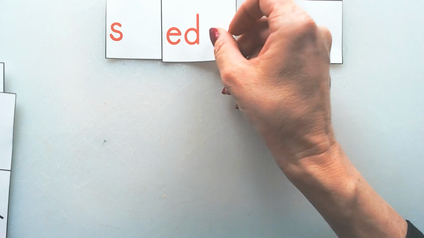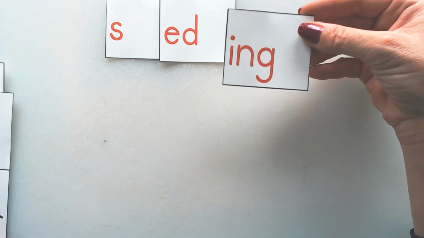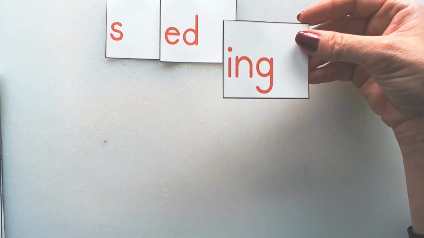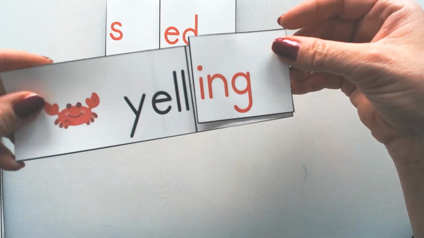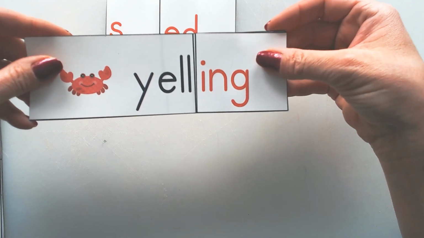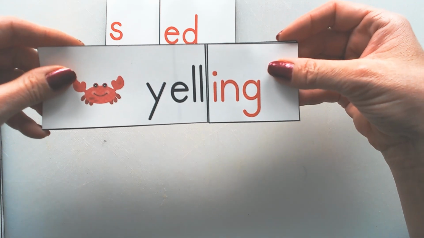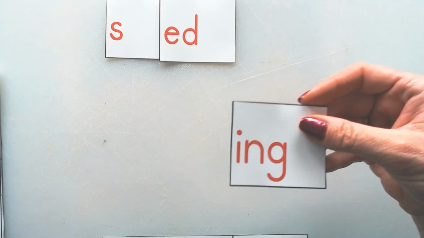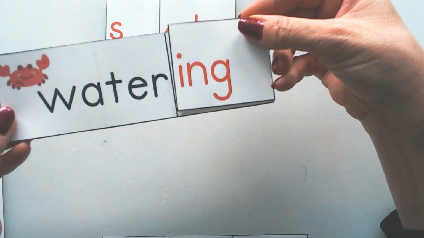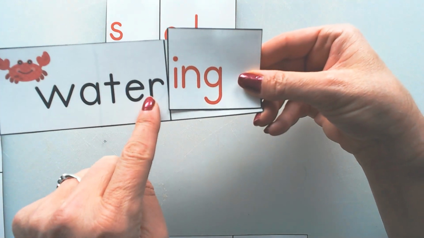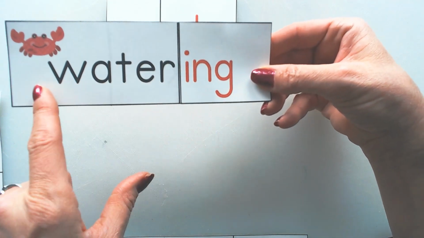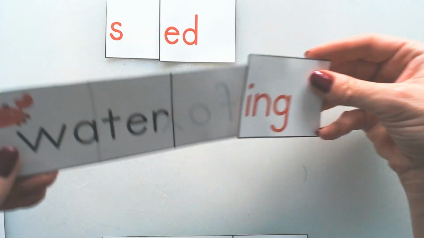Okay, finally we have this inflectional ending. This one says ing. You can use this one to show that something is happening right now in the present. Like the coach is yelling at him to run faster. This says watering. Here's the base word, water, and then we put the inflectional ending at the end to change it. Watering. He's watering the garden.